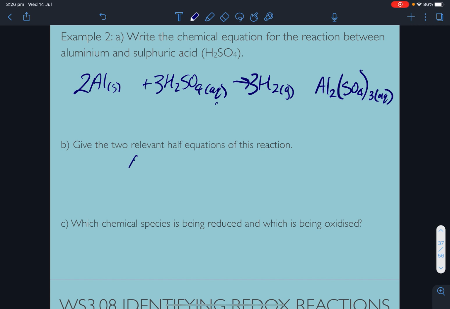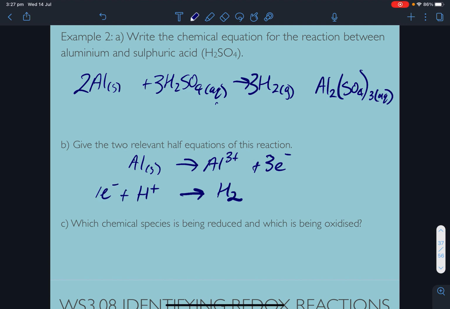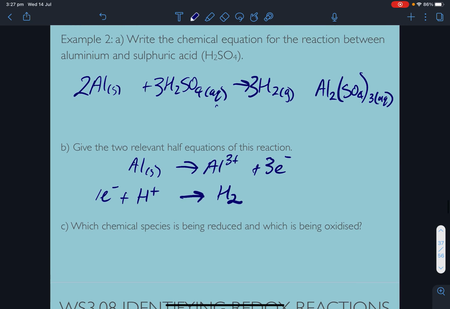The relevant half equations, nice and simple. Aluminium is going to aluminium 3+, and 3 electrons have to be given up. So it's losing electrons. And the H+ in the acid is going to H2. So we need 1 electron there, okay? Haven't balanced them out. You can do that yourself. They're the 2 relevant half equations though.